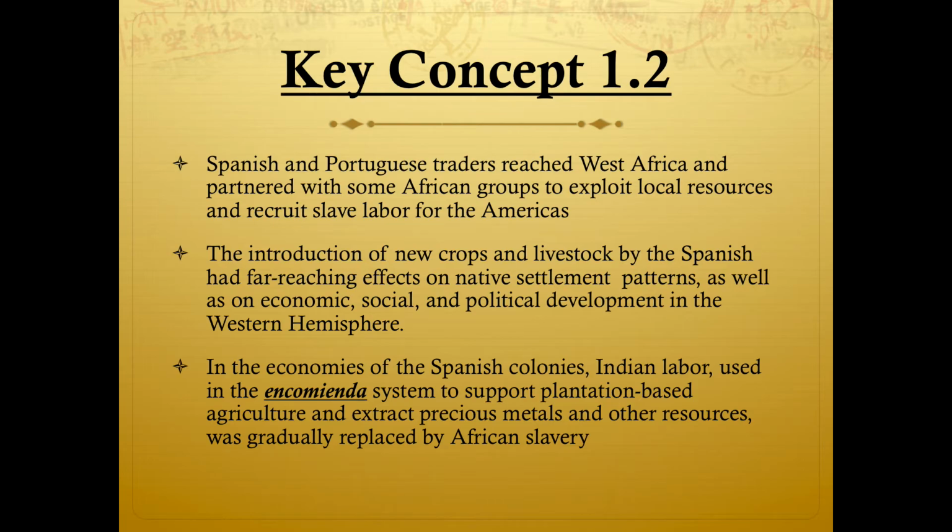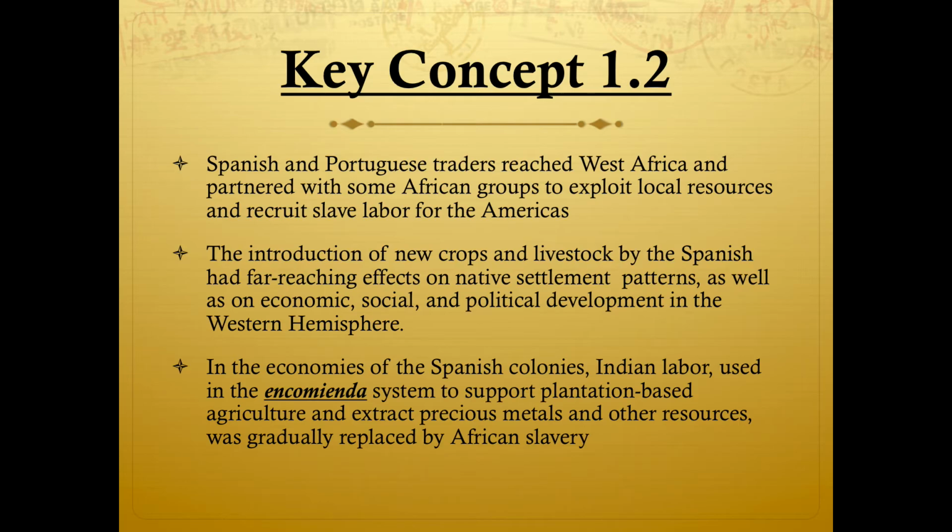Locally, the Spanish tried at first to use Indian labor. Now here's a word you're going to need to know because this could show up in a multiple choice question, an encomienda. An encomienda, and I apologize for my terrible Spanish accent because I don't have one. This is a word that literally means a land grant.